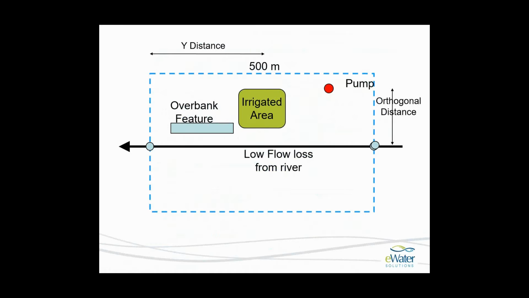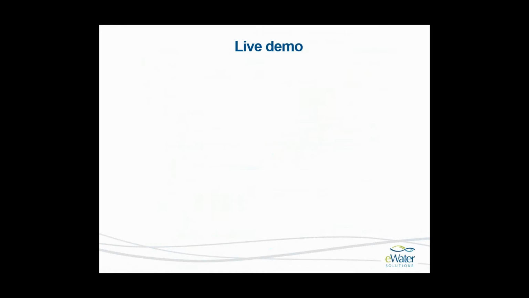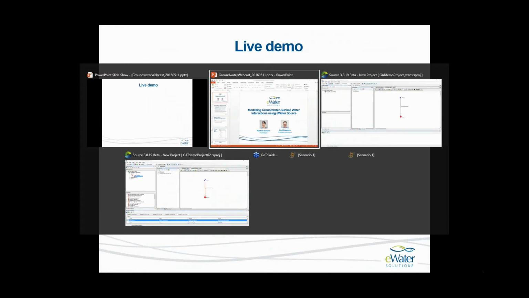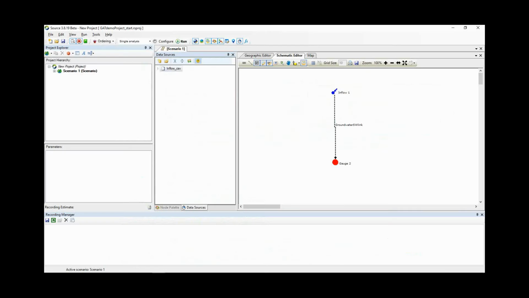All right, so I'll just reorganize my screens here so that we can move to a model. Here is a model I've just set up, very simple model. We're only looking at a single link. We've got an inflow node at the top, and I've already added in a flow time series into that inflow node, and a gauge at the bottom, and obviously the link between the two.